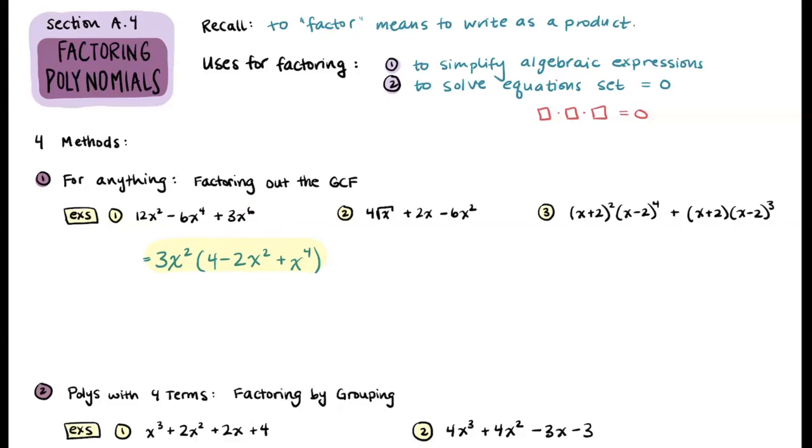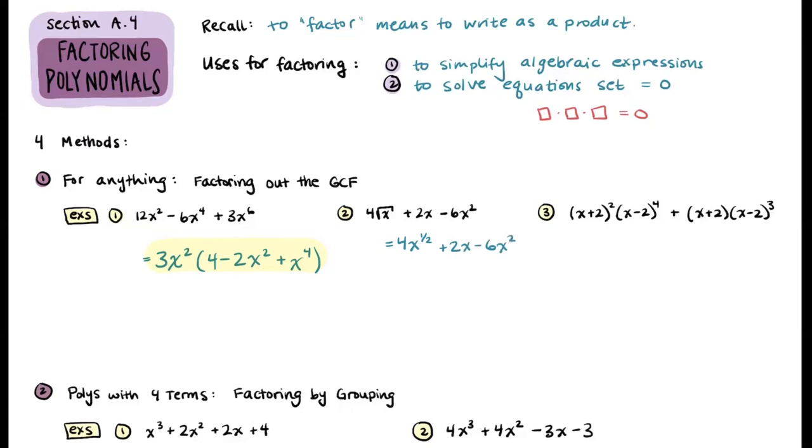Example number 2 is 4 square root of x plus 2x minus 6x squared. Now, generally, as you're working with anything involving radicals, you want to consider rewriting that in exponent form first. So I would definitely say that let's rewrite that radical x as x to the 1/2 before doing anything further.